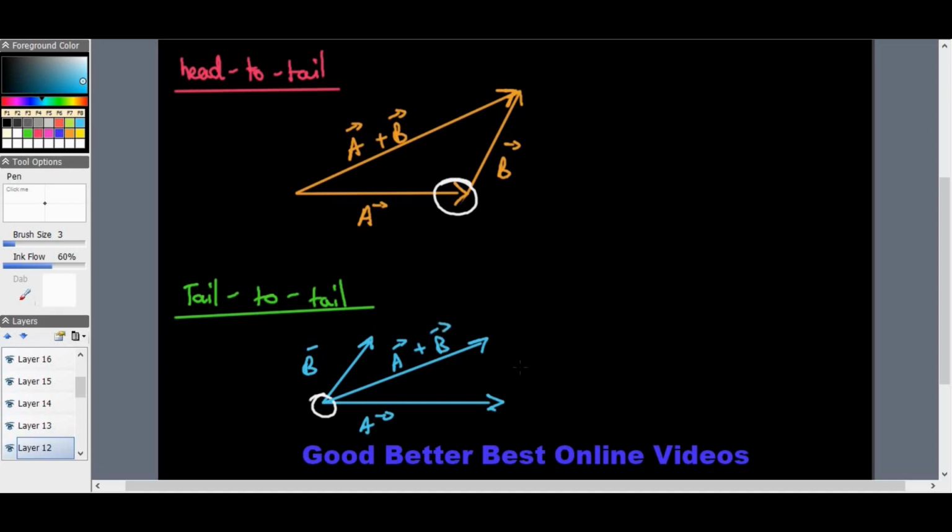Right, that's the tail to tail. Okay. Tail to tail method, head to tail method. Choose one to learn a bit better than the other. I always like the head to tail because it's a bit simpler and also makes the most sense. Just makes the most sense for me.